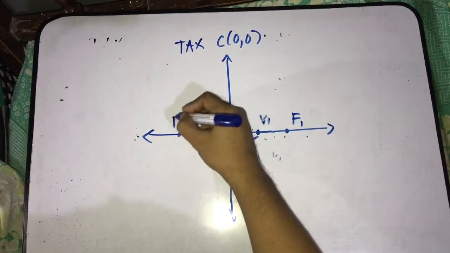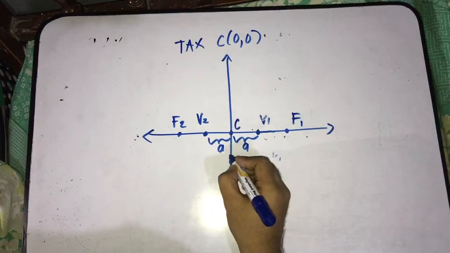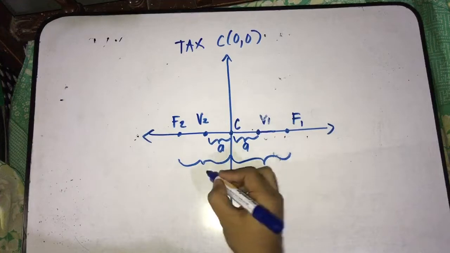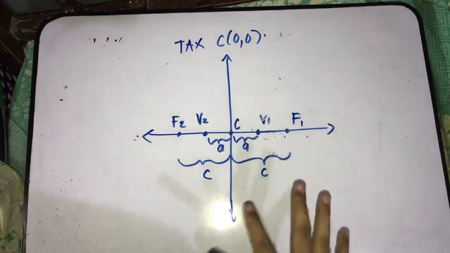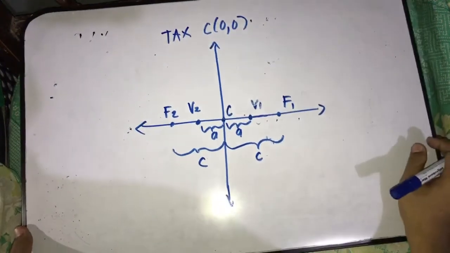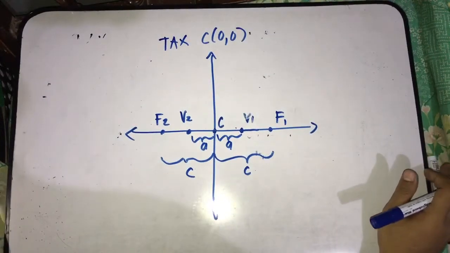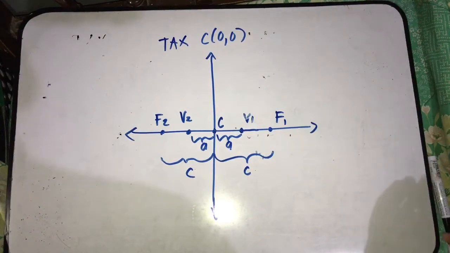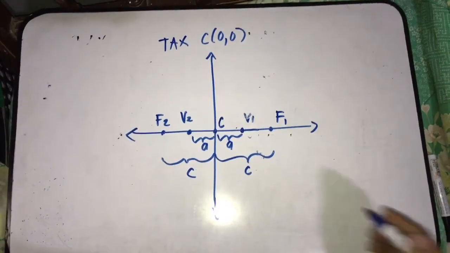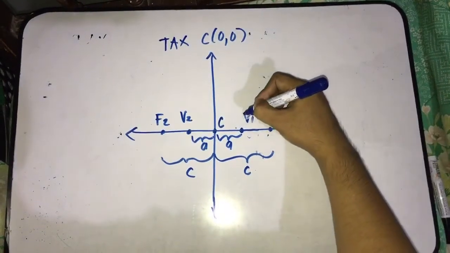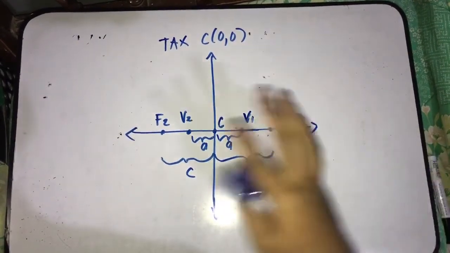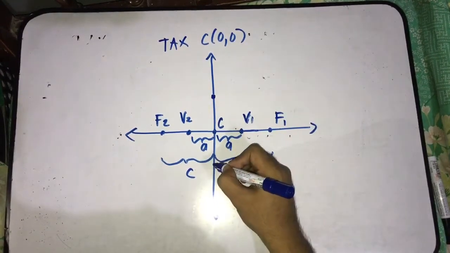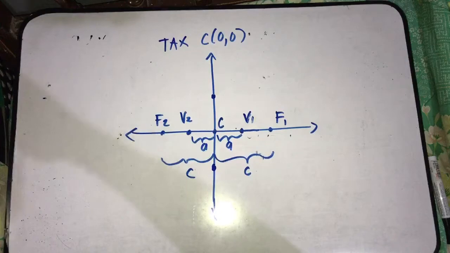We also have F1 and F2, the foci of the hyperbola. From the center going to F1 or F2, that distance would be c. Based on the graph, we could say that c is the largest among the three quantities. From the variables a, b, and c, c will always be the largest. Since we have transverse axis horizontal, the major axis is the horizontal axis.